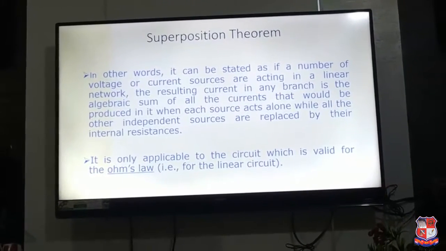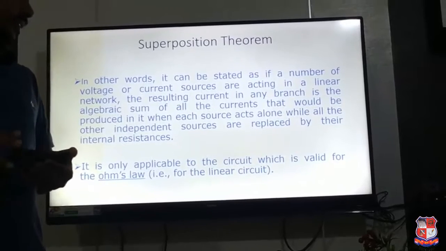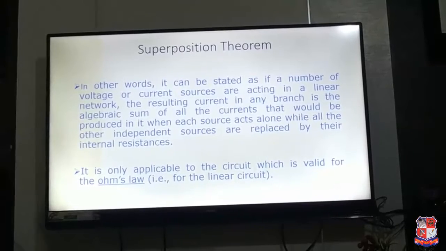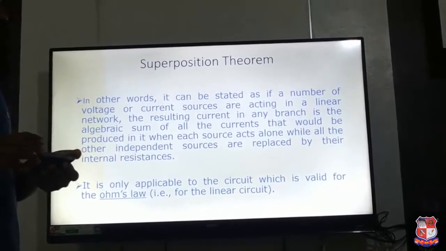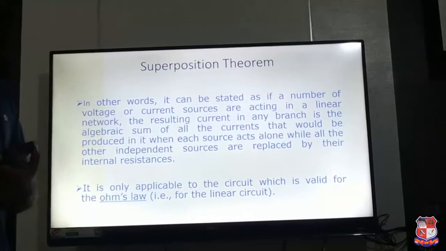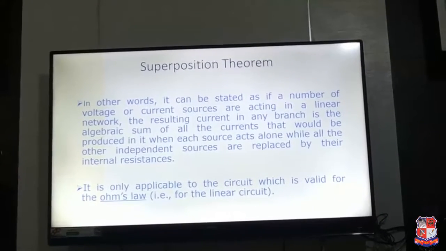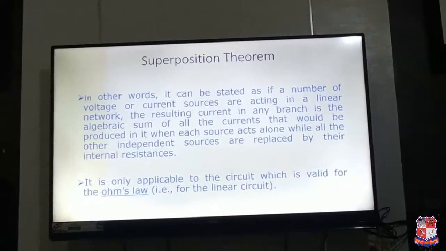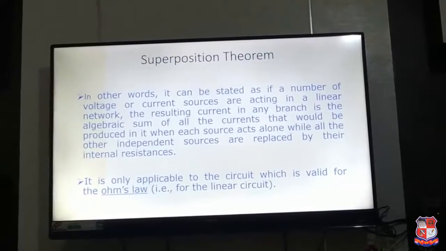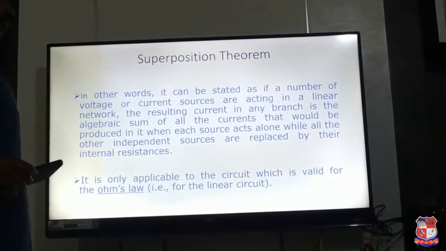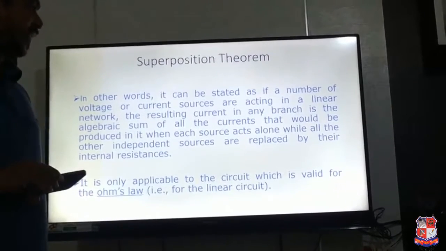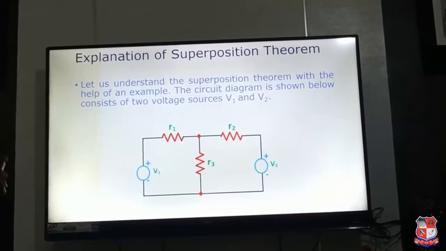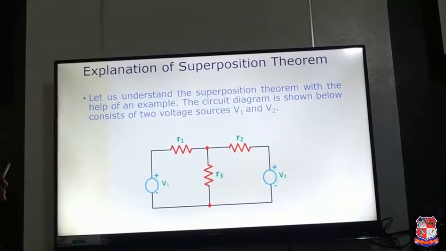It is only applicable to circuits for which Ohm's law is valid. We can say that it is applicable only for linear circuits. So this superposition theorem is applicable only for a linear active bilateral network in which more than one source is present. If we want to find the resultant current, first we have to act only one source, and the second source we have to replace by its internal resistance. Let us understand the superposition theorem with the help of one example.